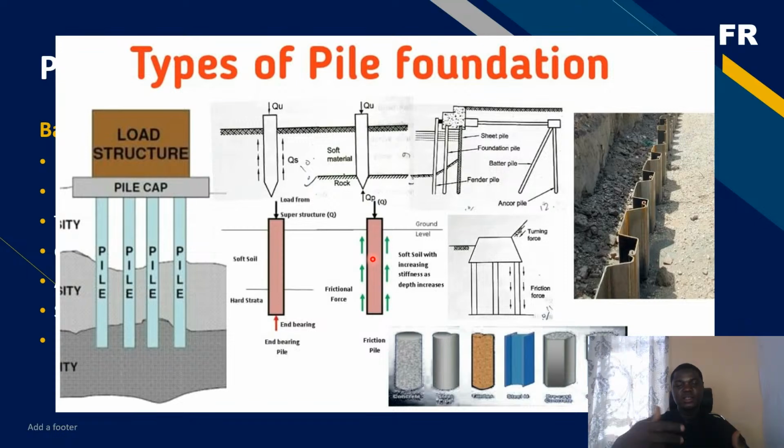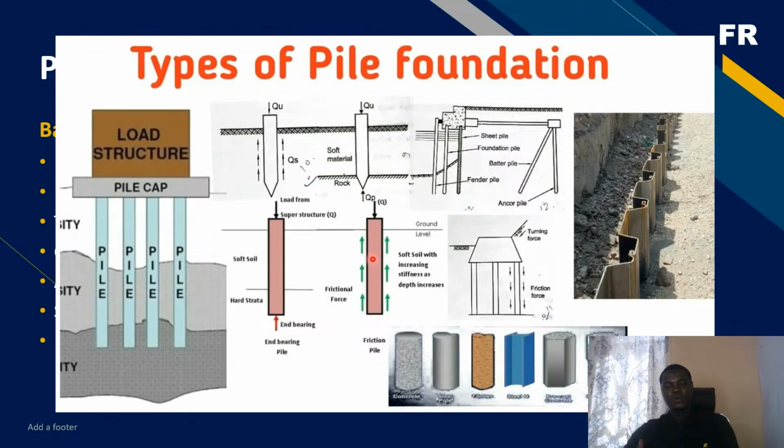Then the one below it is more stiff. So when you accumulate all those stiffnesses, they will be enough to support the intended load for the superstructure. So that is the idea in friction pile.